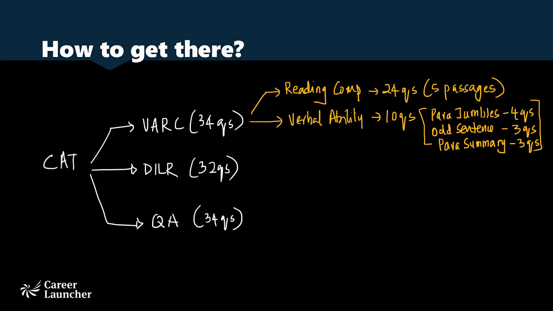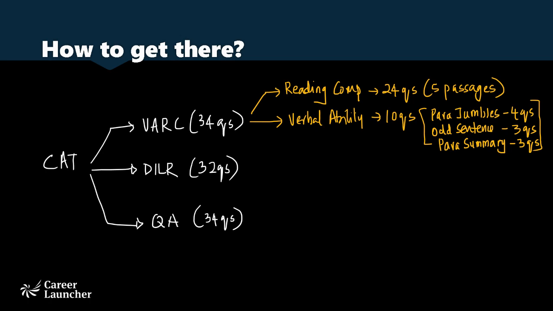If you look at verbal ability and reading comprehension, you have reading comprehension, 24 questions from 5 passages. And verbal ability, 10 questions, comes from these types of questions: paragraph jumble, 4 questions; odd sentence in a paragraph, 3 questions; paragraph summary, 3 questions.